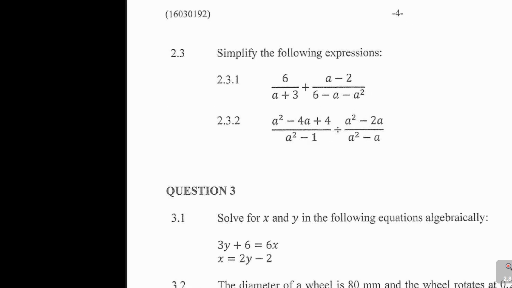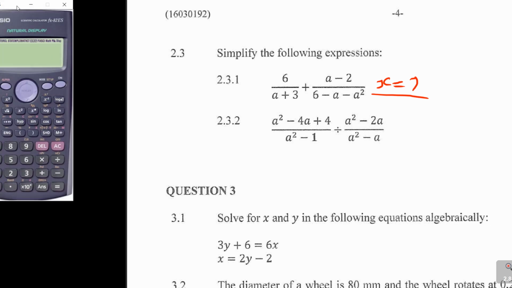So what you do, you can choose any value of x to say, for example, let x be equal to, choose funny numbers like 7. Then you see what it gives you. The answer that you get, you do the same thing on the final answer. When the answers are matching, then it means that you are right.